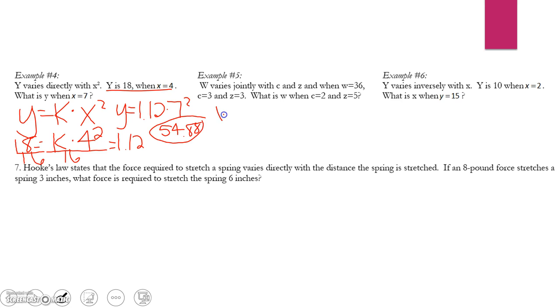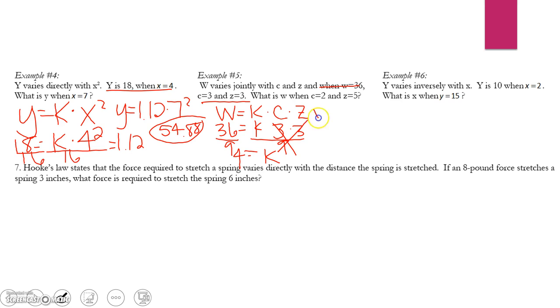The next one, w varies, so w equals k. Varies jointly, so it's k times c and z. So w is 36, c is 3, and z is 3. And I'm finding k first. So I use, again, that first bit of information. I find k. So I'm dividing by 9 because 3 times 3 is 9. So my k is 4.